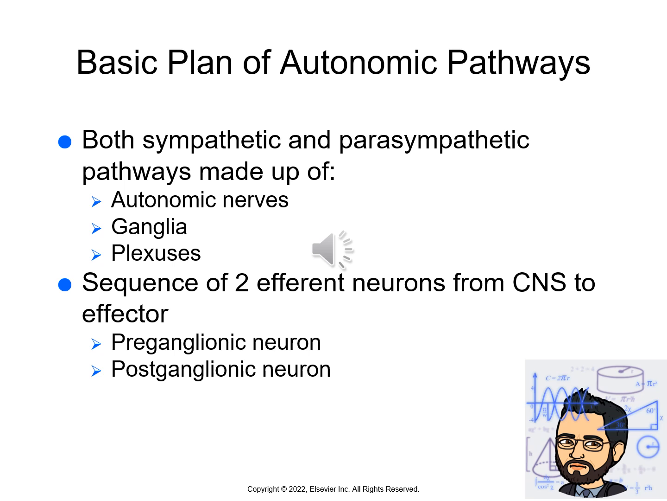So in both pathways, ganglia act as switching stations and plexuses serve as networks of nerves. And they do this to efficiently distribute signals. This system allows the body to respond quickly to stress while also managing relaxation and recovery.